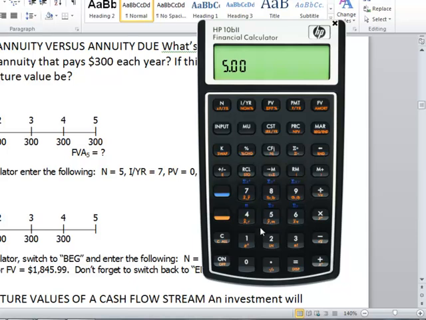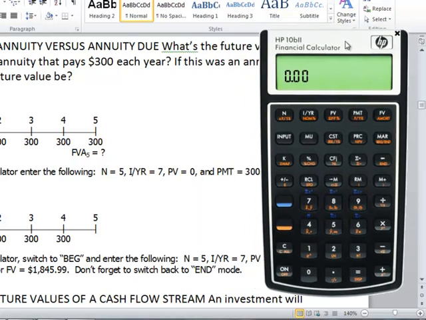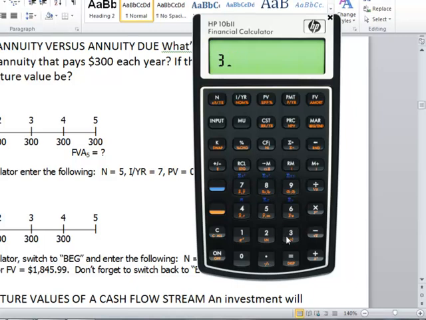Our interest rate is 7%. We're trying to solve for the future value. The present value is 0. Our payments are $300. And if we're solving for future value, notice it'll be negative.